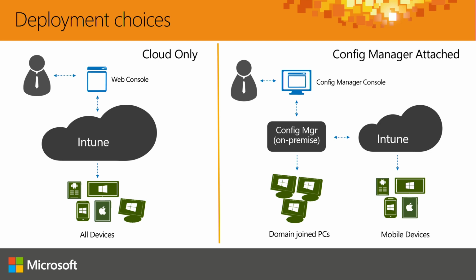And so what we've done here is essentially we've built what we call a connector. It's a bit of software that you install within your ConfigMan hierarchy that connects to the Intune service. Now, as you go into the ConfigMan console, that's where you create your mobile device policies, and that's where you assign them to groups, users, et cetera. And with that connection to the Intune service, you now have a single pane of glass, a single console in ConfigMan, to manage all of the PCs you've been managing for the last decade. But now you can manage your mobile devices as well, right?